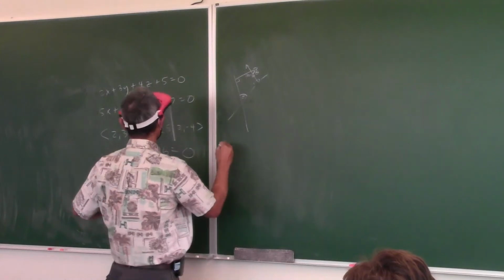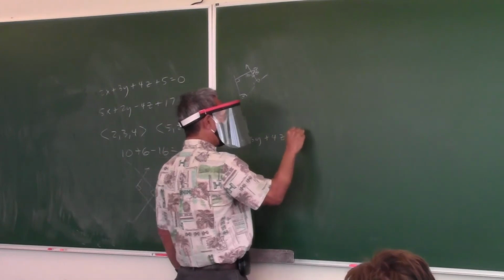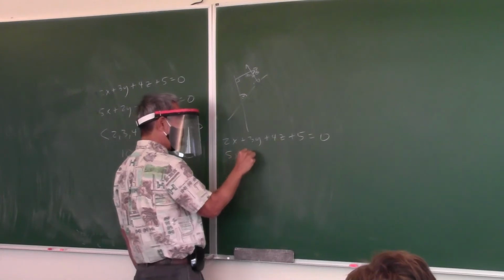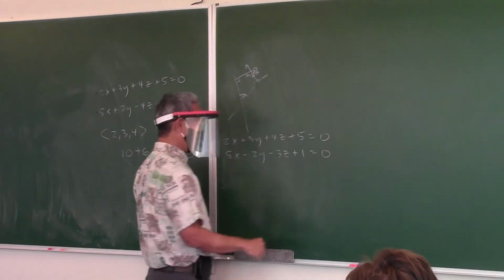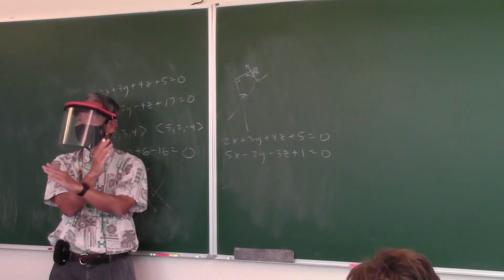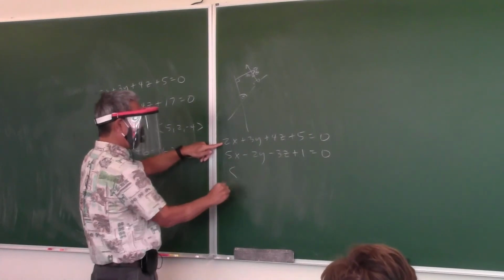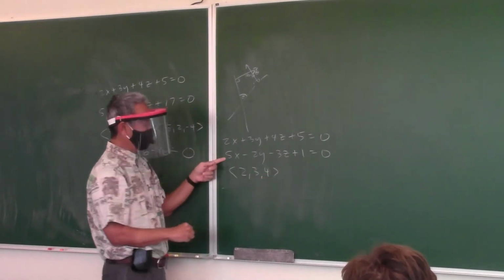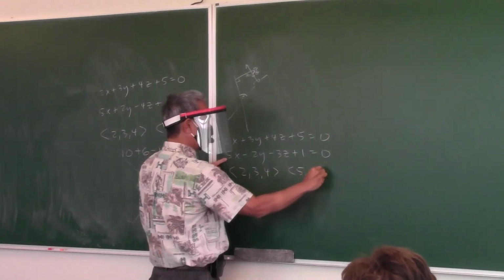So example, let's just use the same darn thing. 2x plus 3y plus 4z plus 5 equals 0. And give me another one. How about 5x minus 2y minus 3z plus 1 equals 0? What is the angle between these two planes? Well, it will be the angle between their perpendicular vectors. So what vector is perpendicular to this? 2, 3, 4. What vector is perpendicular to this plane? 5, negative 2, negative 3.